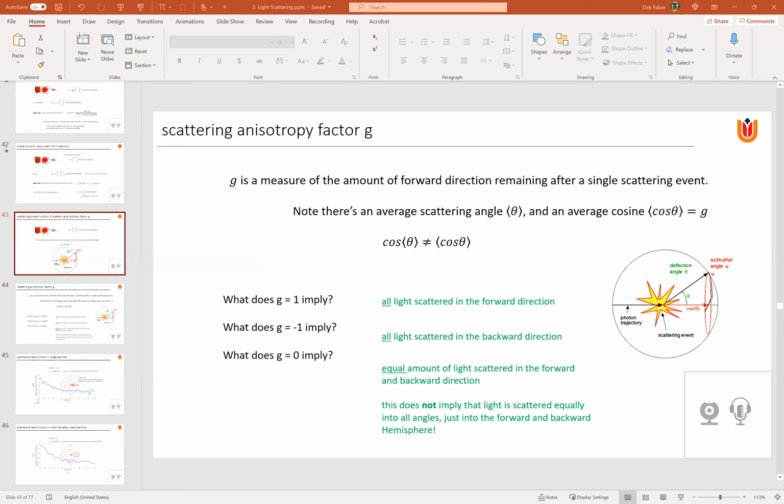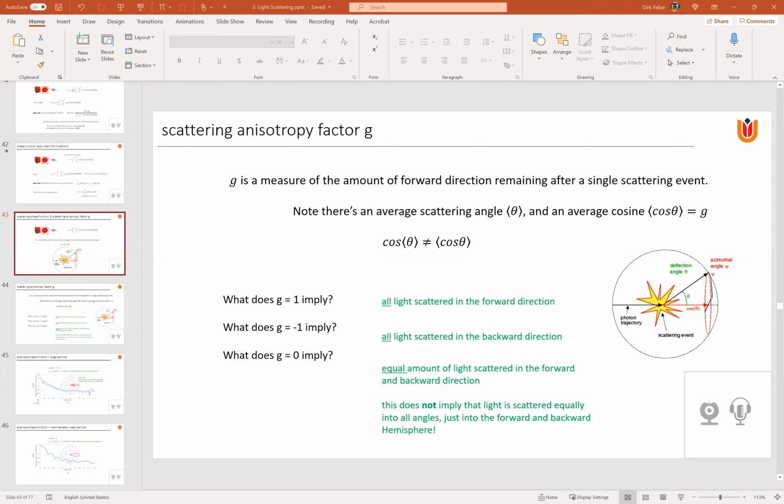The caveat is that it does not mean that the cosine of the averaged angle will be the same as the average of the cosine of the angle. So you have to be a little bit careful about that. But in general, if g would be completely 1, that would mean that the average cosine of the scattering angle would be 1, which would mean that all the light is scattered in the forward direction. Likewise, if it is -1, then all the light would be scattered in the backward direction.